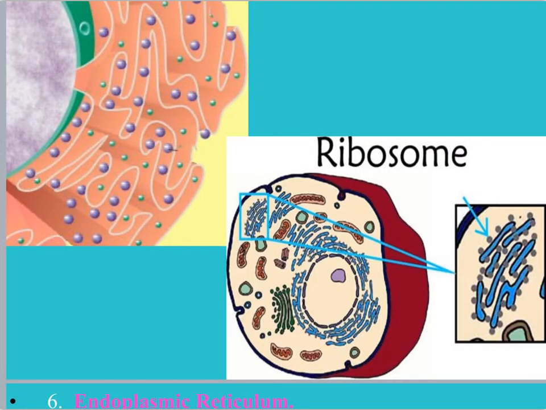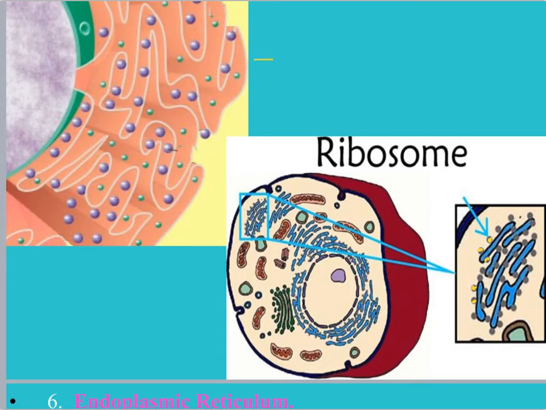So here is a picture zoomed in of the rough ER. If you look, it's showing our little ribosomes attached. And so it's very easy for the cell to make a protein and just spit it out from the ribosome on the rough ER into the ER. So it's made in the ribosome, and then it gets spit out into the rough ER.